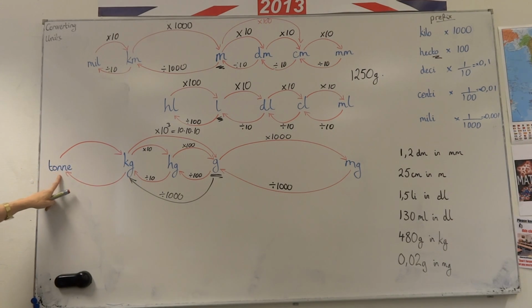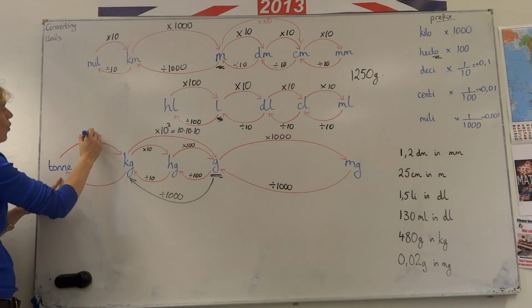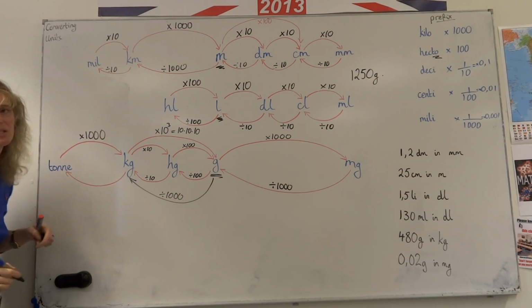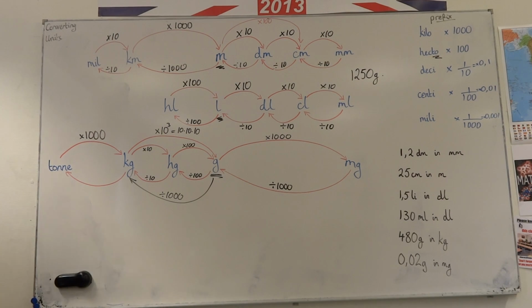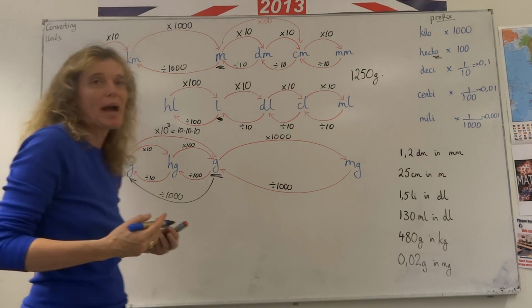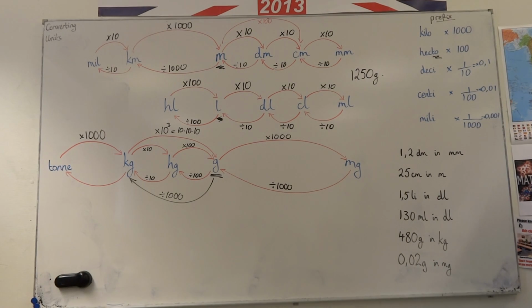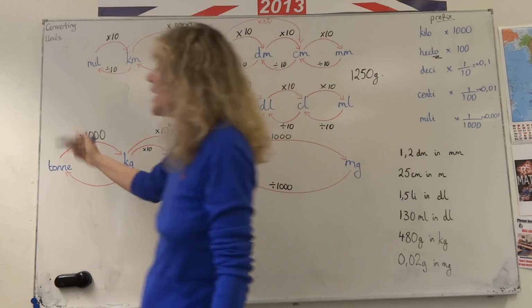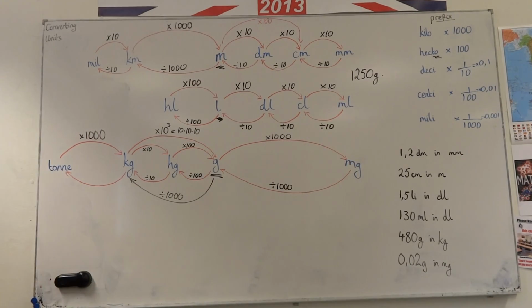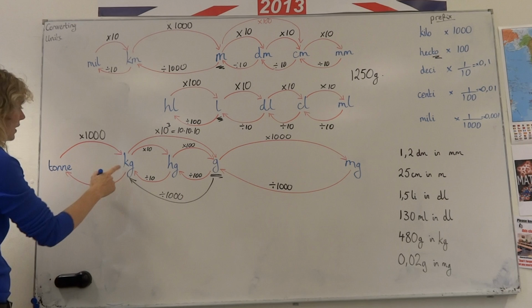What about a ton then? How much does a ton weigh? Well, 1 ton weighs 1,000 kilograms. So an elephant, we wouldn't talk about how many kilograms or grams an elephant weighed. We'd talk about how many tons an elephant weighed. So if an elephant weighs 5 tons, that means it weighs 5,000 kilograms.